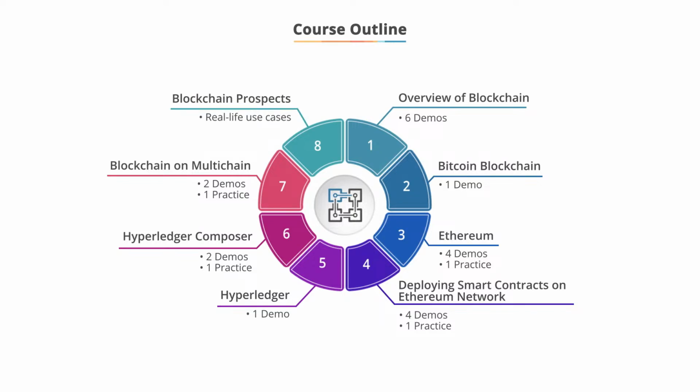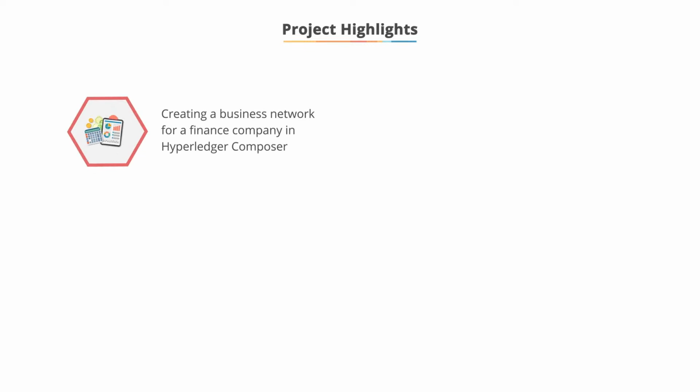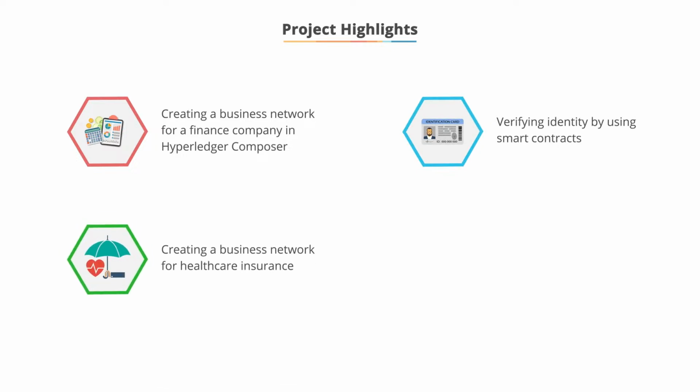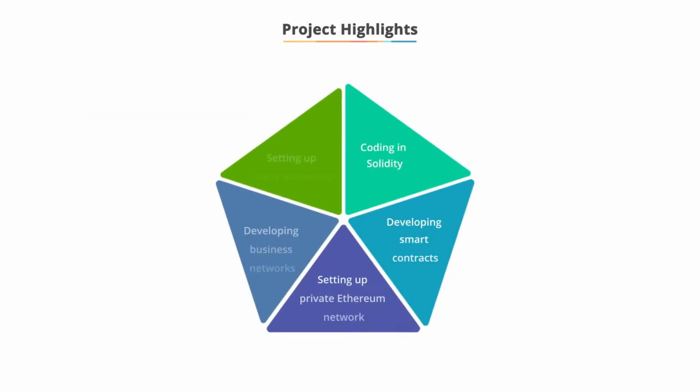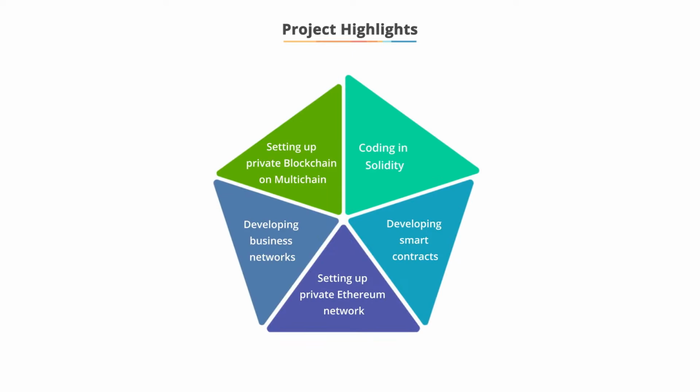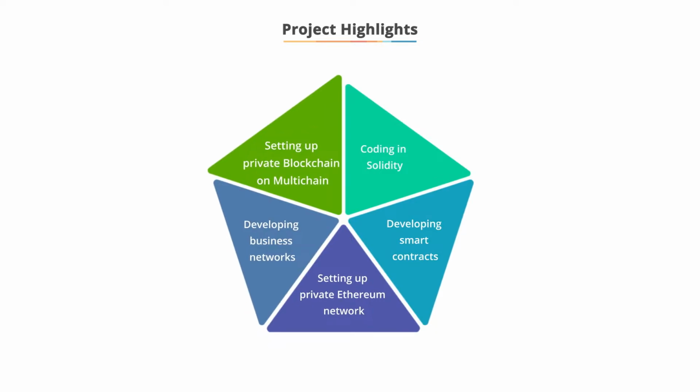One of the benefits of taking this course is that you'll have an opportunity to work on projects based on real-world scenarios, such as creating a business network for a finance company in Hyperledger Composer, verifying identity by using smart contracts, creating a business network for healthcare insurance, creating Ethereum smart contracts for movie ratings. Through these projects, you will gain the following skills: coding and Solidity, developing smart contracts, setting up private Ethereum network, developing business networks, setting up private blockchain on multi-chain. Please note that you will have plenty of opportunities to work these skills during the course through demo and practices.